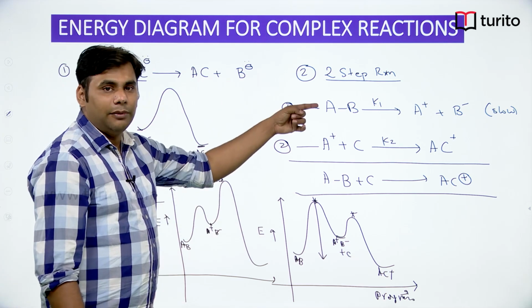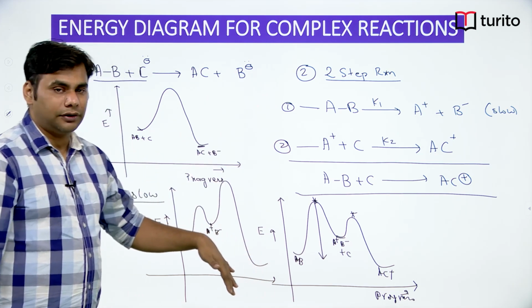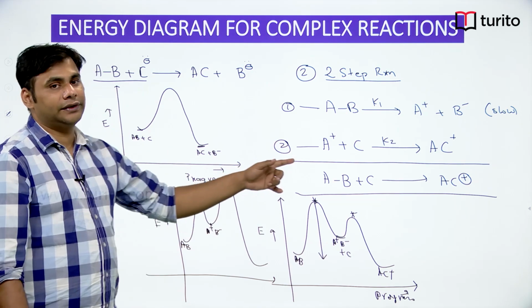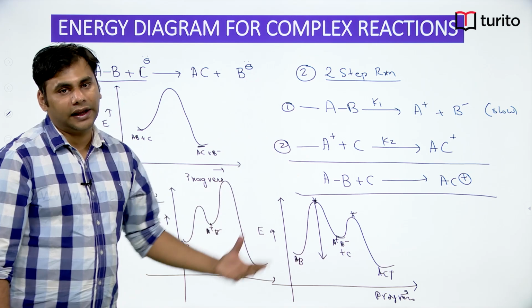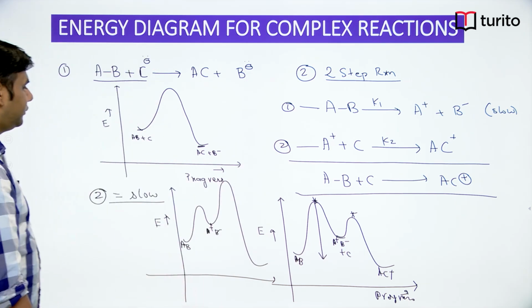So for one elementary step, we'll have one transition state. Basically, if there are, say, four elementary reactions in a complex reaction, we'll have four peaks, and the highest peak is the slowest step, which has higher activation energy and proceeds slowly. Okay, so just draw it quickly.